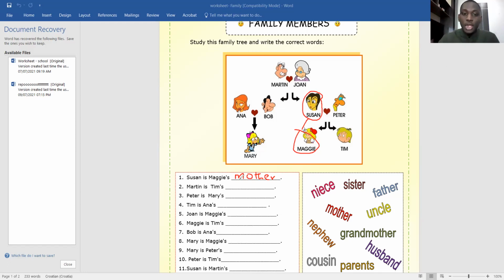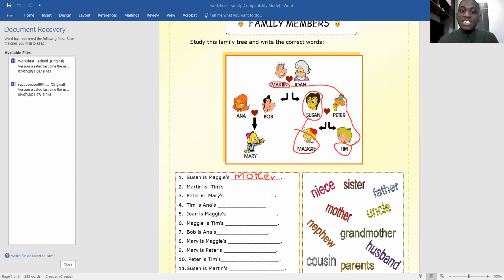Good. Number two, Martin is Tim's. You have to write it by yourself here. Martin is, okay, look at the family tree here. Martin is Tim's. Martin is, where is Tim? Look at Tim here. Tim's what? Okay, I'm going to write number two for you.